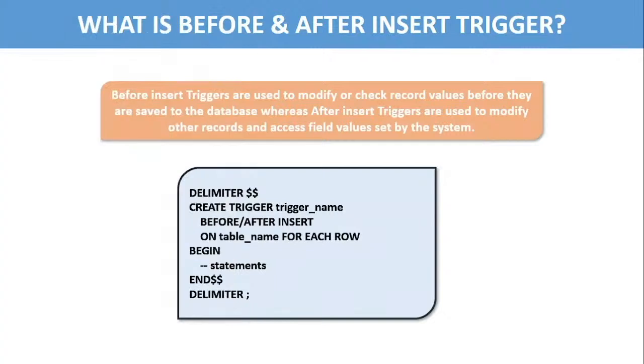First we have the before and after insert trigger. The before insert triggers are used to modify or check record values before they are saved to the database, whereas the after insert triggers are used to modify other records and access field values set by the system. The syntax for before and after insert trigger is as follows: delimiter, create trigger, trigger name, before or after is the keyword we have to mention prior to the insert name, on table name for each row begin, mention the body of the trigger, mention the end keyword and end with the delimiter.